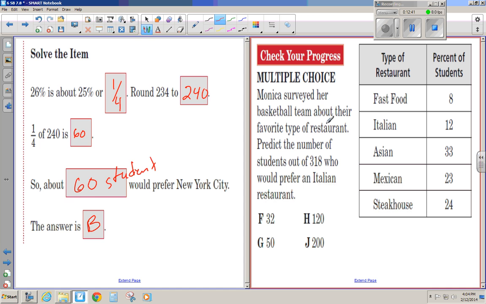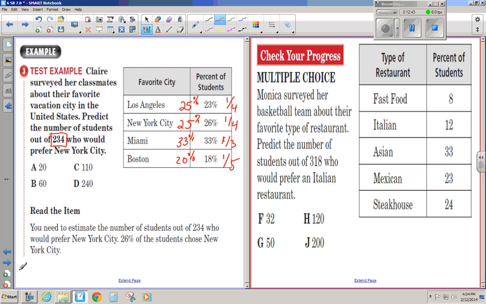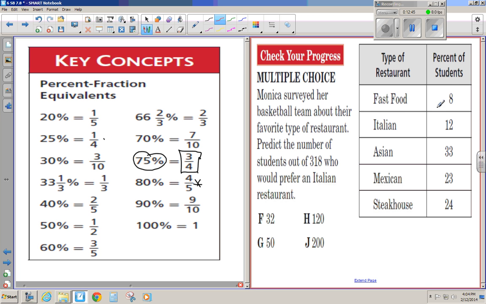Try this one. Let's take a look back at our choices. So 8% is about 10% or 1/10. 12 is about 10% or 1/10. 33 is 33% or about 1/3. Both of these are 25%, and I'm just estimating, and it's 1/4. That's what you gotta love about estimations.